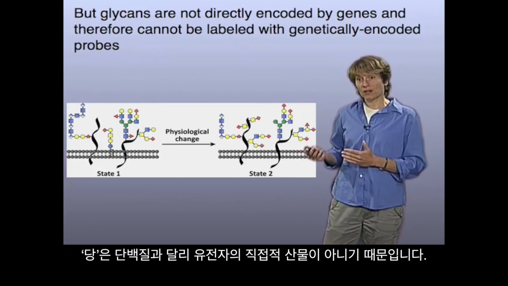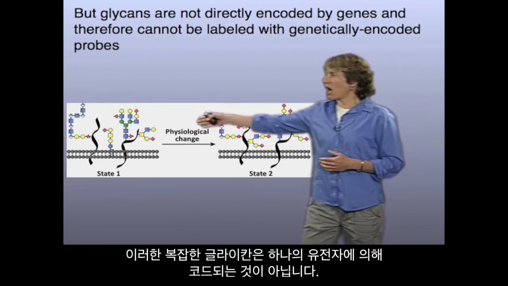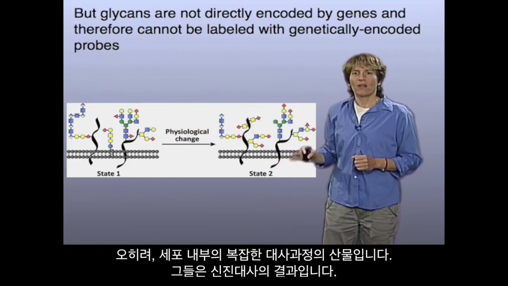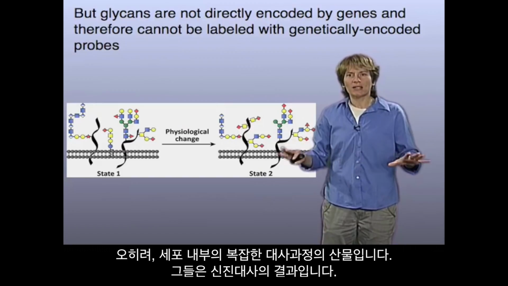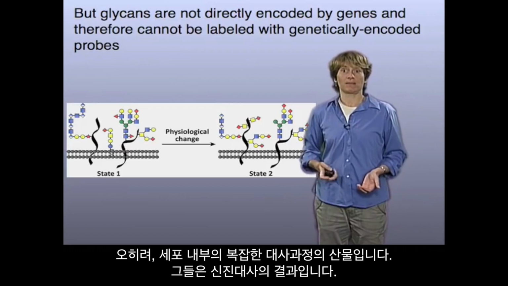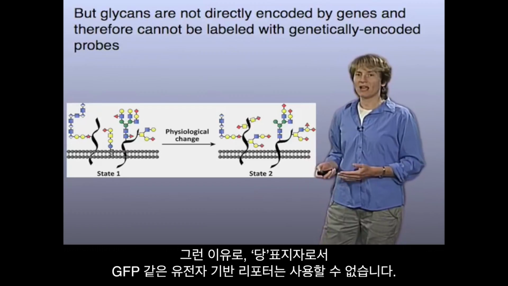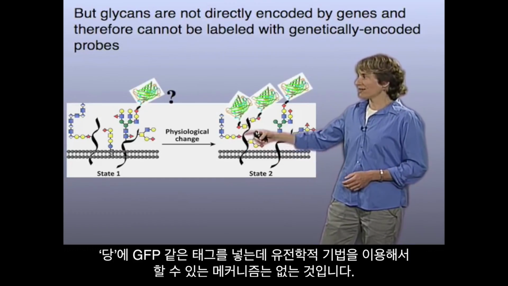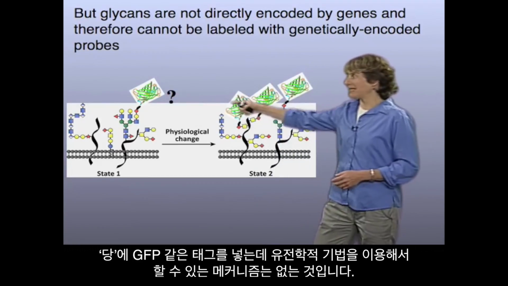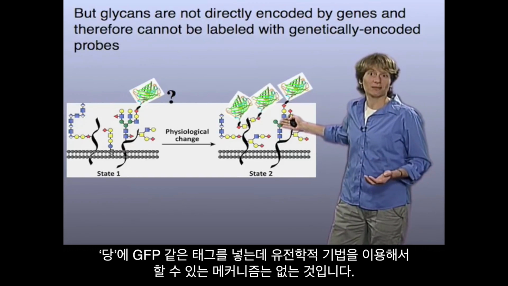That's because sugars, unlike proteins, are not primary gene products. Each of these complex glycans is not encoded by a single gene. Rather, they are the products of a complex series of metabolic steps inside the cell. They're products of metabolism. And so for that reason, we cannot use genetically encoded reporters like GFP to introduce labels onto sugars. So I drew this cartoon as kind of some comedy because we would love to be able to put a tag like GFP on the sugars, but there's really no mechanism to do that using genetics.